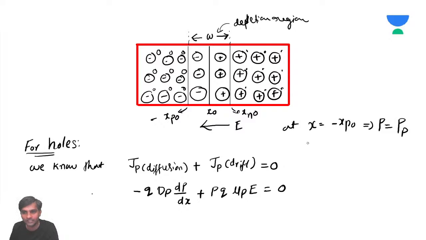So at x is equal to minus xp naught, p is equal to pp. And at x is equal to xn naught, p is equal to pn, that is holes in the n region. So the limits for x are minus xp naught to xn naught, and the limits for p are pp to pn.